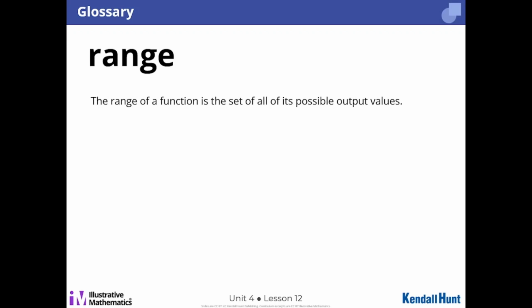And lastly, we have range. Range is simply all the possible outputs that you're going to have. So, do your outputs need to be positive? Can they be negative? Can they be 0? Do they have to be whole numbers? Do they have to be a multiple of something? Can they be partial? These are things you're going to think about when you're determining what numbers are allowed to be in your range.